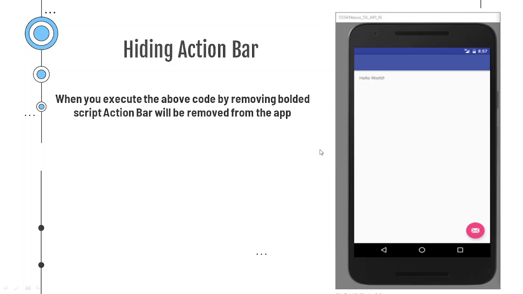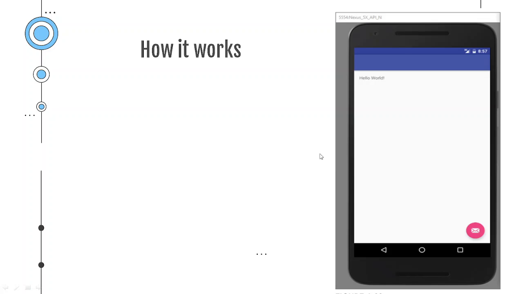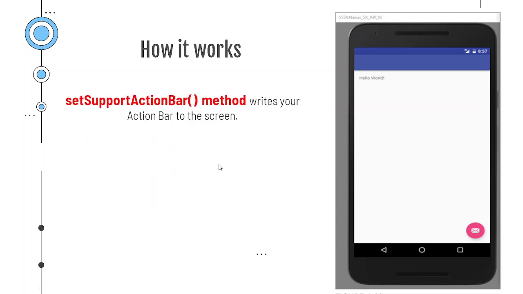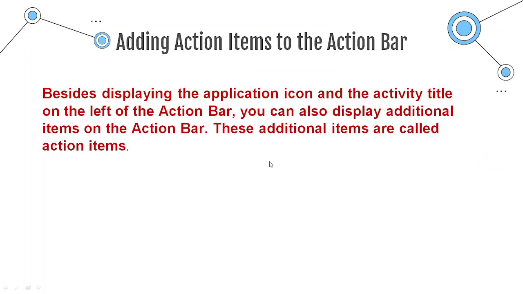Okay, next one is we want to show how it works. So this is, as I said, this particular action bar is shown or hidden from the user's view with the help of the setSupportActionBar method. Okay, next one is how to add the action items to the action bar.